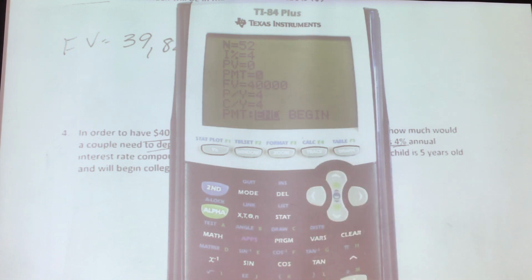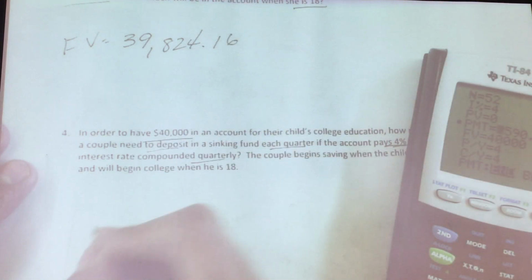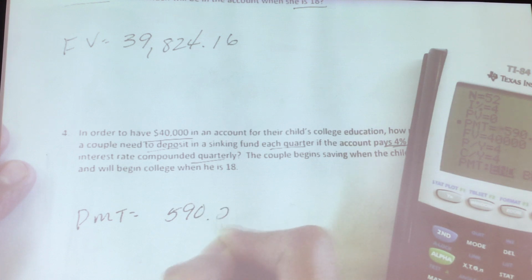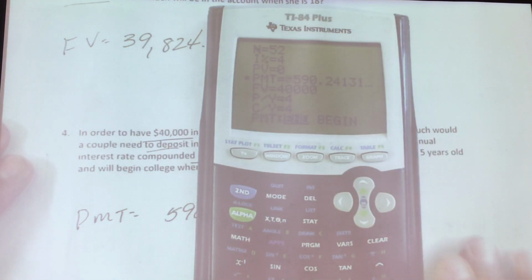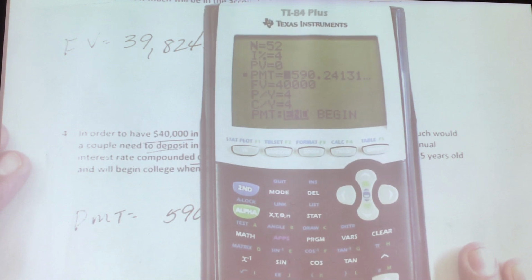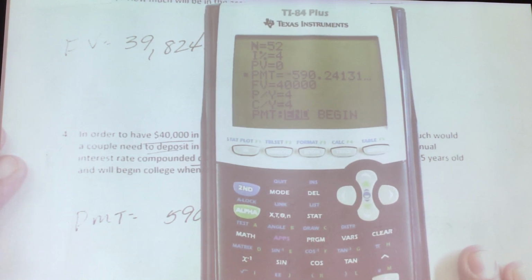Going up to payment, alpha enter, and this is your payment of $590.24. That's what he has to pay every quarter in order to receive $40,000 when he is 18. And that completes Section 3, Chapter 5.